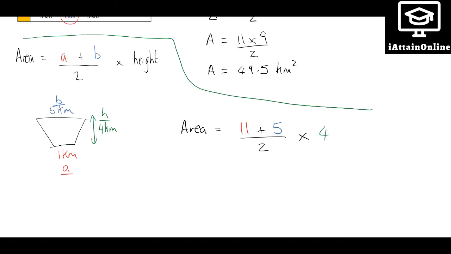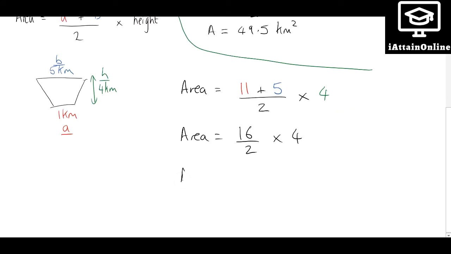So now just tidying this up. The area is going to be 11 plus 5 is 16, divided by 2, times by 4. So the area is going to be 16 divided by 2 is 8, multiplied by 4. Therefore, the area of the trapezium is 32 kilometers squared. Okay, we are nearly there.